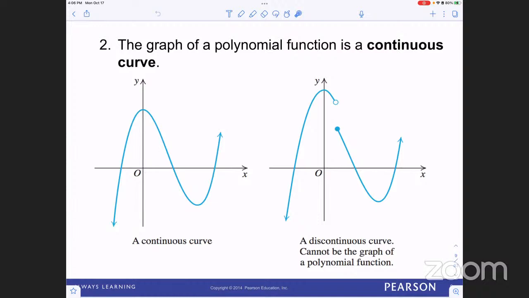If we look at the image on the left, we can start at any point on the curve and get to any other point without having to pick our pen up. There are no holes or gaps or breaks. That's what we mean by the curve being continuous: no holes or gaps or breaks.